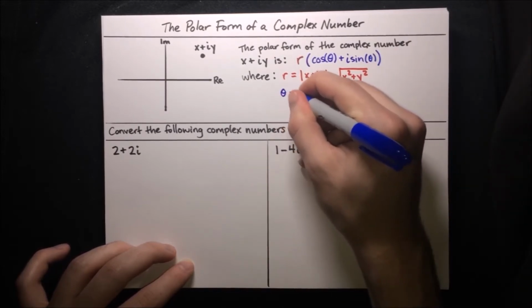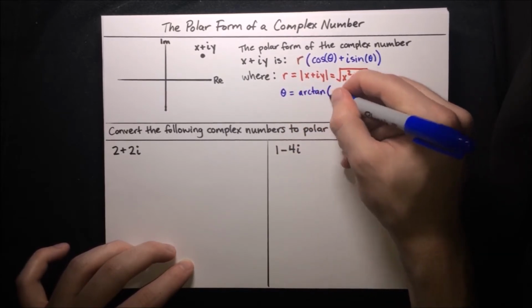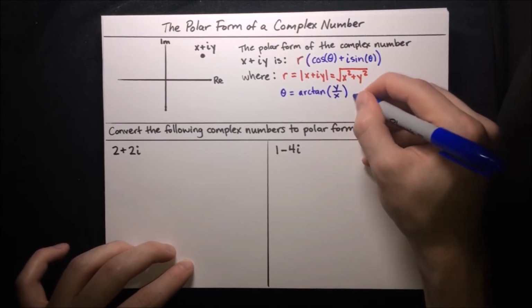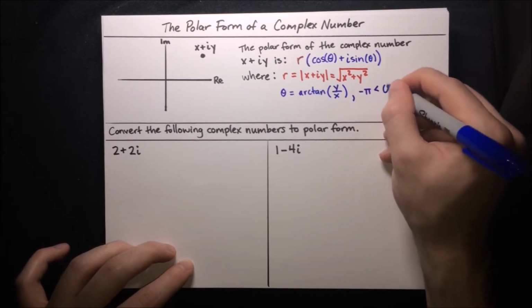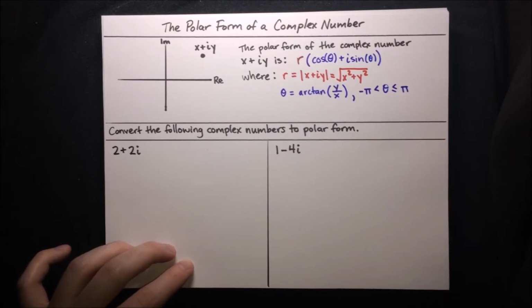And theta is arctangent, inverse tangent, of y over x. And remember, we're using the convention that negative pi is less than theta is less than or equal to pi for the arctangent. Okay, so that's the definition of the polar form of a complex number, and that looks kind of intimidating, so let's talk about why it is this way intuitively.